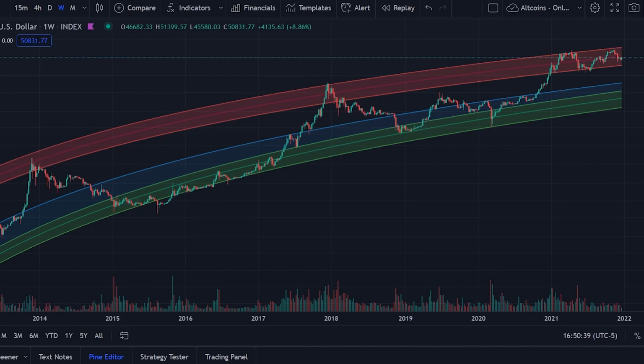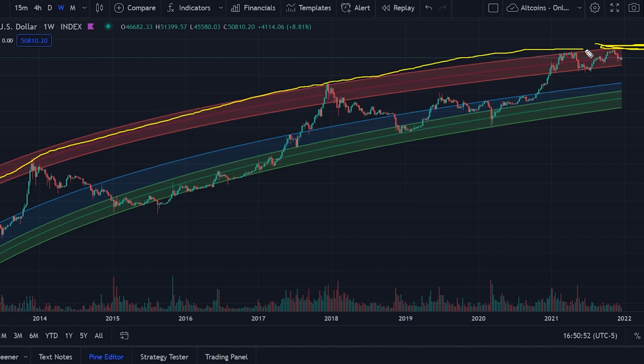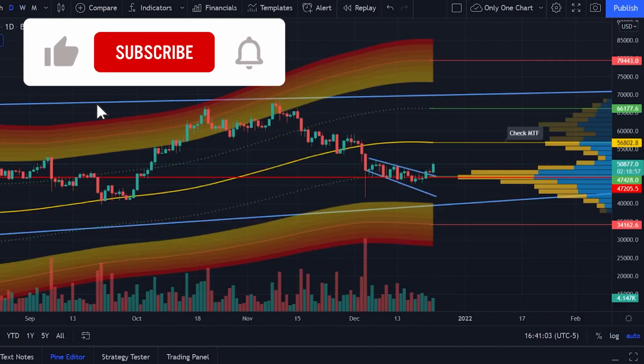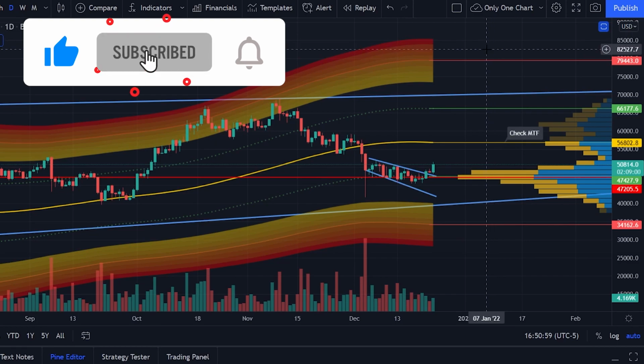If Bitcoin breaks above $72,000, then we can just ignore this resistance level that has been holding us for the past 13 years. So I hope Bitcoin breaks above $72,000, so we could just ignore this. But now let's look at the daily price action for Bitcoin.